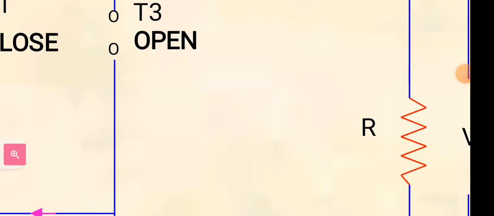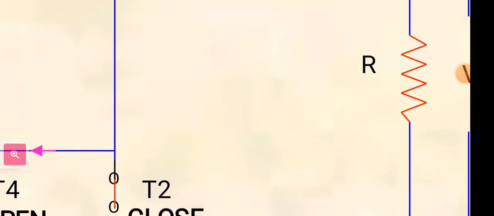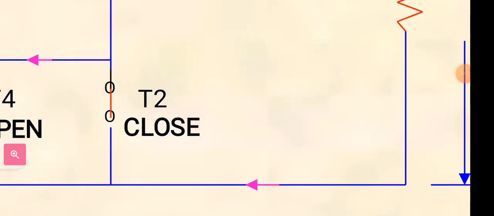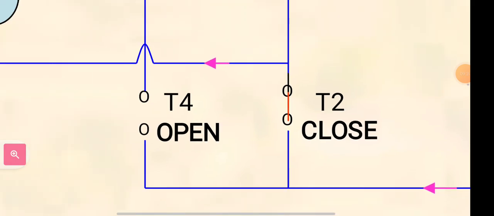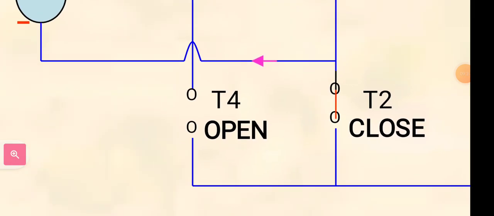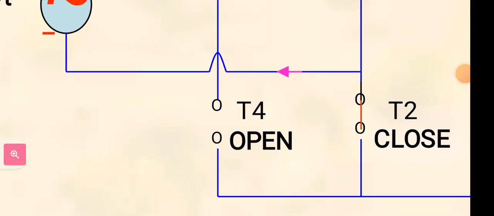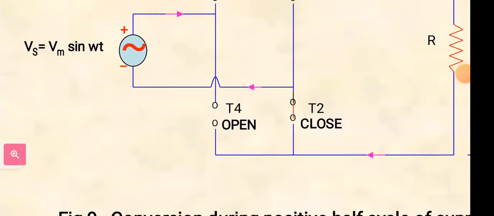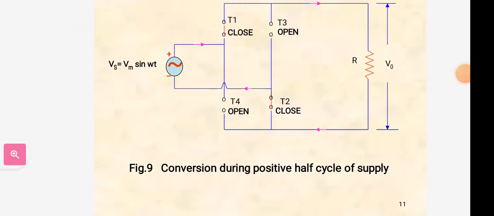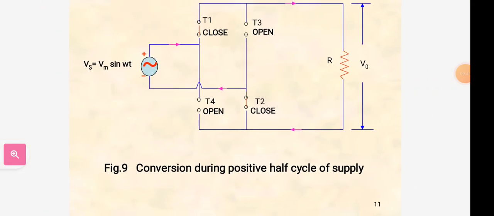Here we are using the R load, and the current will return through T2. T2 is closed, and the current will return to the negative of the supply, and here T4 is also open. So like this the thyristors T1 and T2 will be connected for positive half cycle.